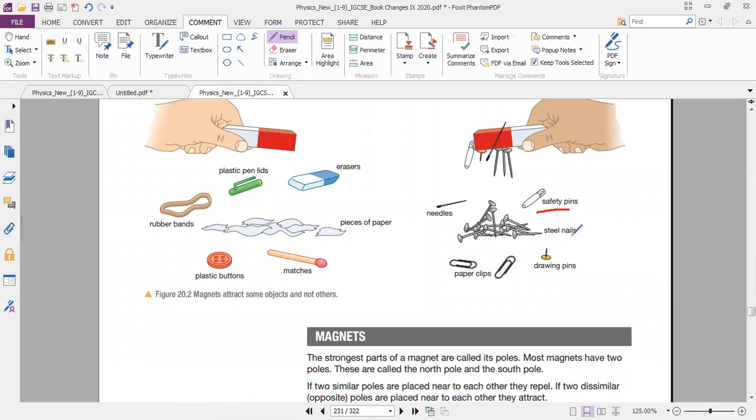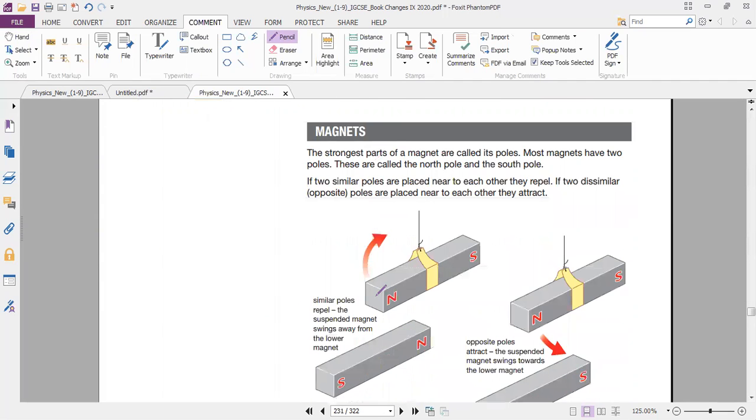Safety pins, steel nails, drawing pins, paper clips, needles. These are all actually magnetic materials. And look at this magnet. A magnet has two poles, north pole and south pole, and the magnetic field of the magnet has greater strength near the poles.